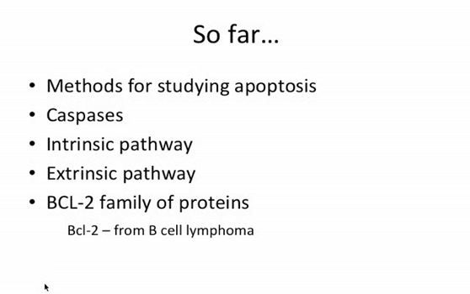So we started with just learning about different methods for studying apoptosis, about caspases, and introduced intrinsic and extrinsic pathways of apoptosis, and now we started talking about BCL2 families of proteins. And BCL2, a good way to remember it is because it comes from B cell lymphoma. Because when there's a mutation, cells tend to not induce apoptosis. If you don't induce apoptosis, you tend to become a cancer cell.